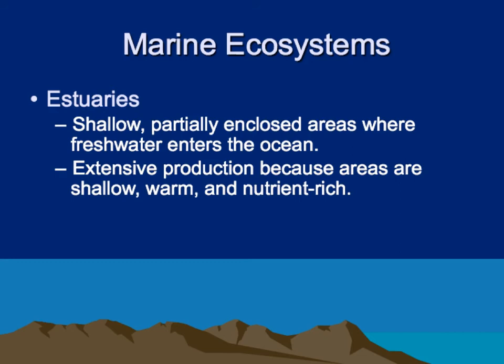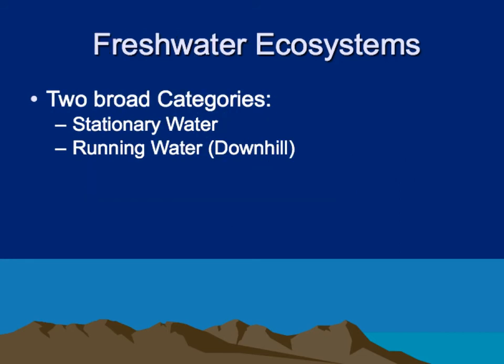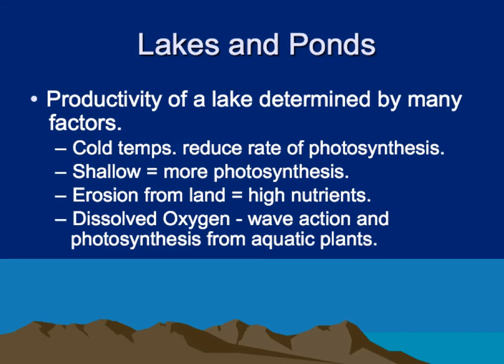Super important. In freshwater ecosystems, we have two broad categories. We have stationary water, like lakes, and running water, like rivers. For lakes and ponds, the productivity of the lake is determined by many factors. Cold temperature reduces the rate of photosynthesis. It also allows organisms to live there that won't otherwise. Shallow means more photosynthesis because light can penetrate further down. Erosion from land brings high nutrients, and there is dissolved oxygen, which is produced by photosynthesis.